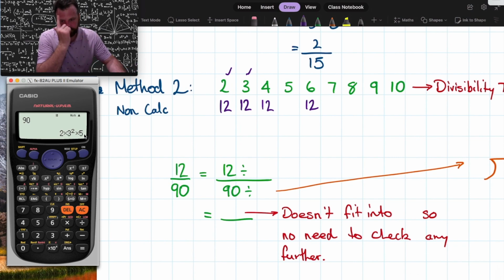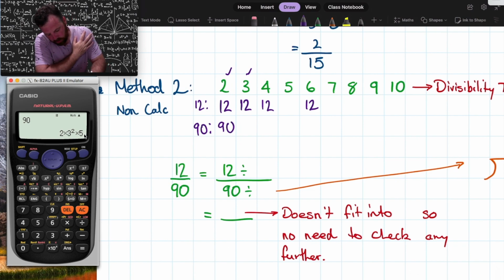We know that. Now, if we look at the number 90, 90 is an even number, so 2 will fit. 9 plus 0 is 9, and 3 fits into 9, so 3 will fit into 90.